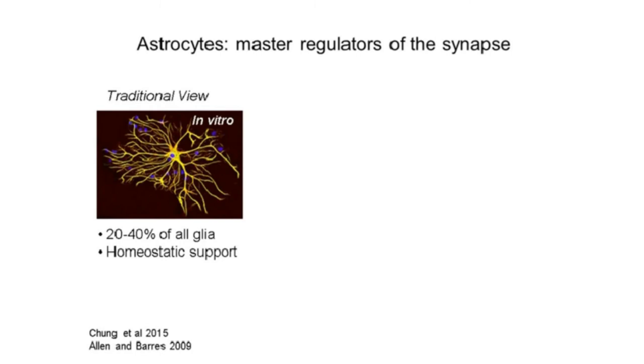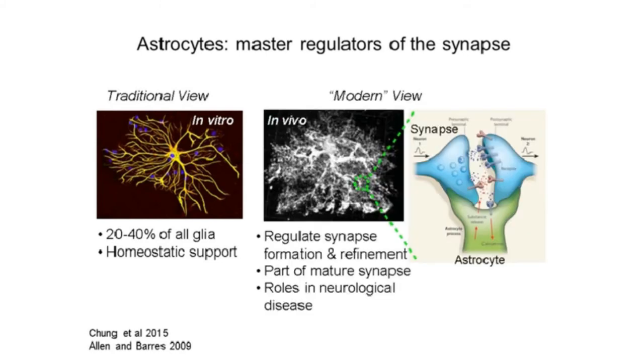It constitutes 20 to 40% of all non-neuronal glial cells. Traditionally, astrocytes were only considered as passive brain glue that provided homeostatic support for ion balance, as well as providing nutrients to neurons. However, over the last 15 years, there has been a renaissance in our understanding of astrocytes. Using the newer generation molecular and morphological tools, now we understand that astrocytes are master regulators of synaptic development.